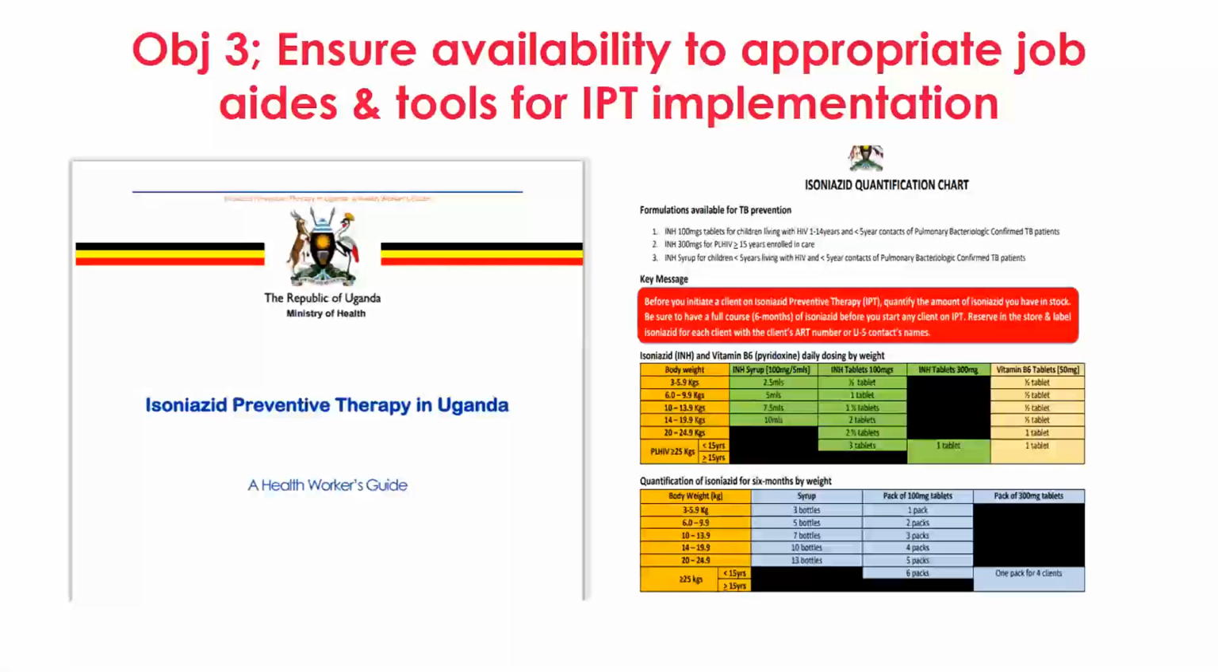For our third objective, we aimed to ensure availability of appropriate job aids and tools. The Ministry of Health, with support from partners, printed over 1,500 IPT preventive therapy guidelines, which were meant for the health workers to read and use as reference points. But also, we designed the isoniazid quantification chart, which was to guide health workers on how much isoniazid to give for the different weight bands of the patients they were taking care of.